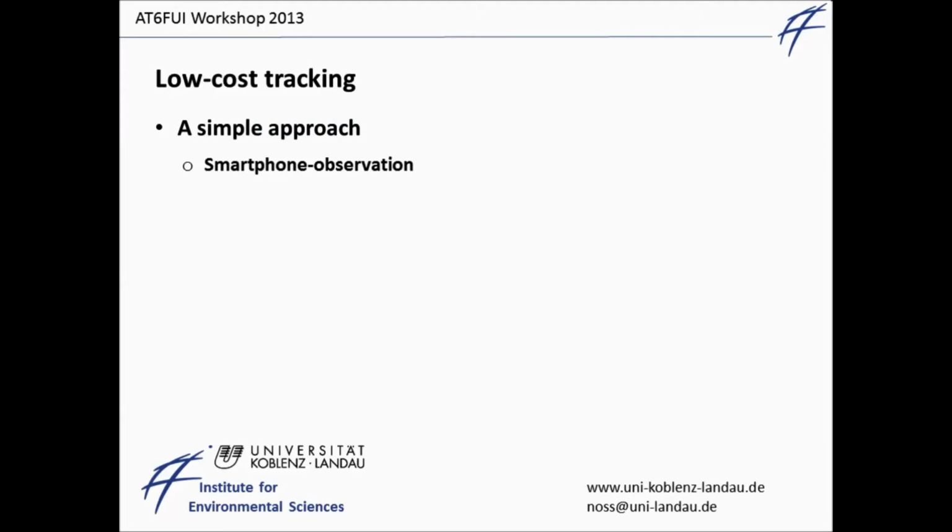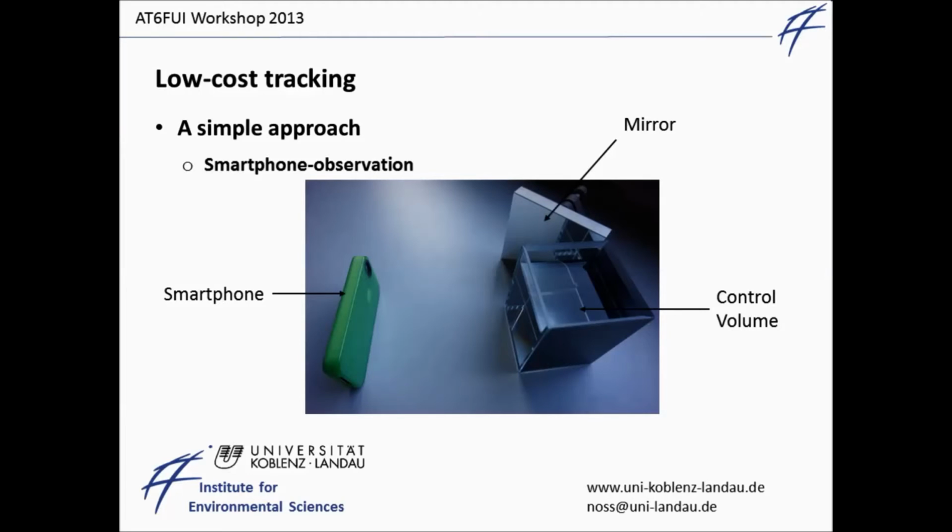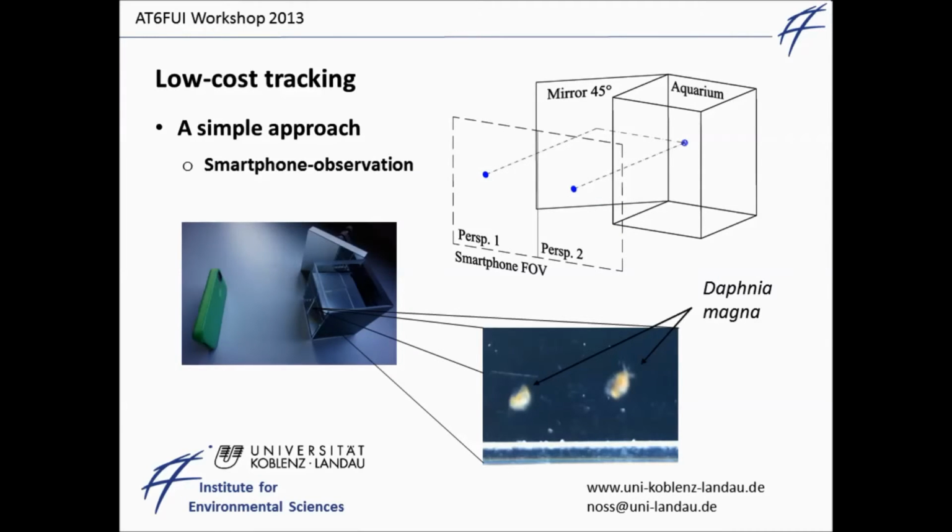An example for a simple approach would be a setup using a smartphone with a camera, a mirror, and a rectangular or cubic test vessel or control volume containing the test organism. Such a simple setup would already be sufficient to observe sizes and animal pathways 3-dimensionally. The trick is only to subdivide the camera field of view into 2 perspectives, one showing the front view and the other showing the mirrored side view. This would also ease the simultaneous triggering of both image observations.